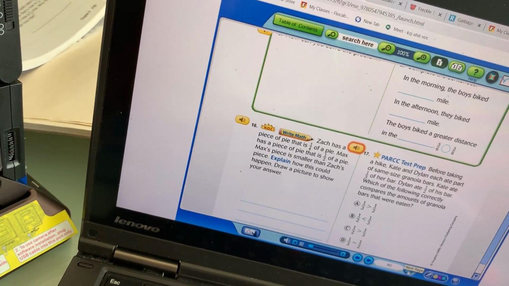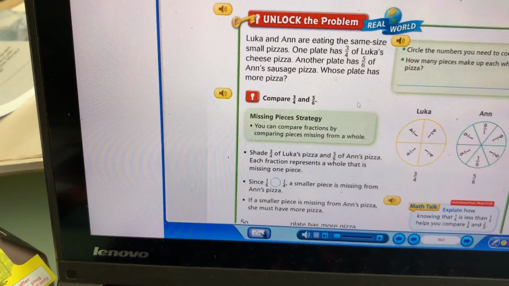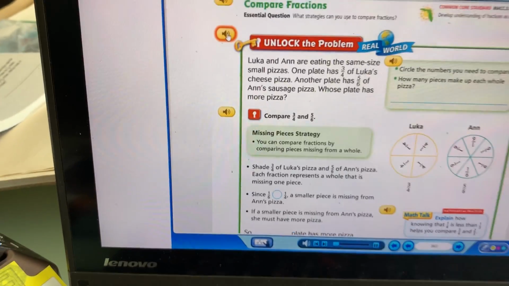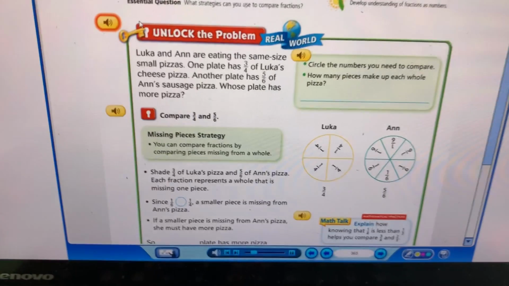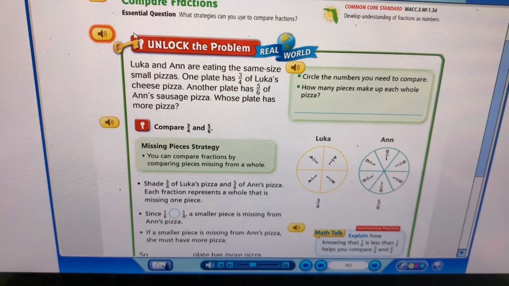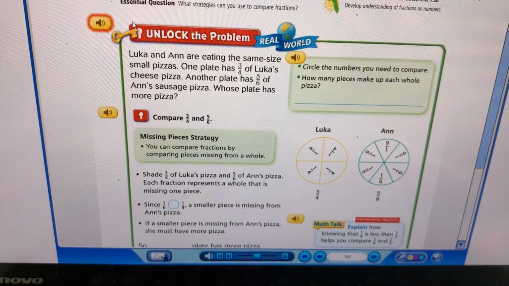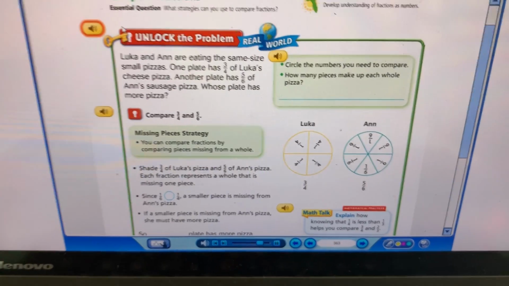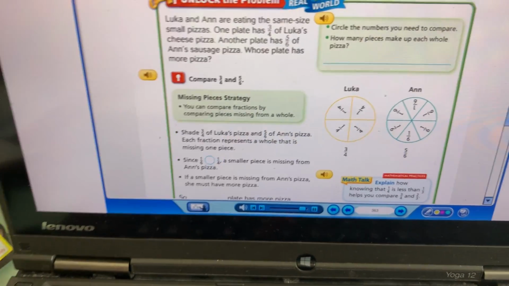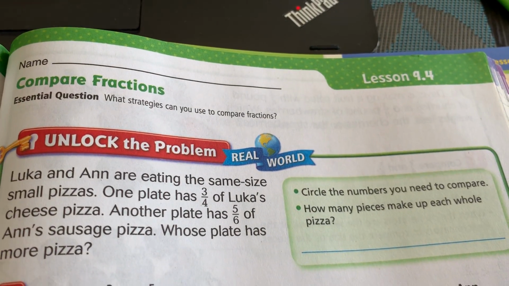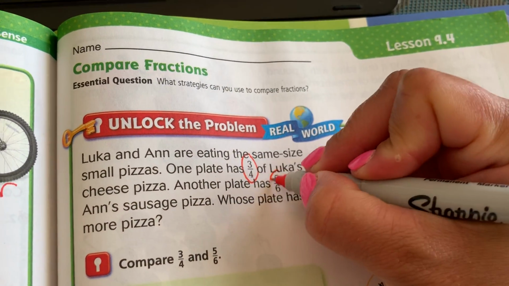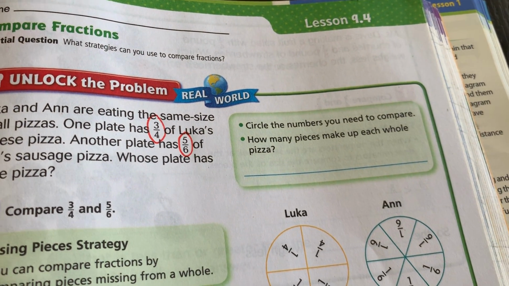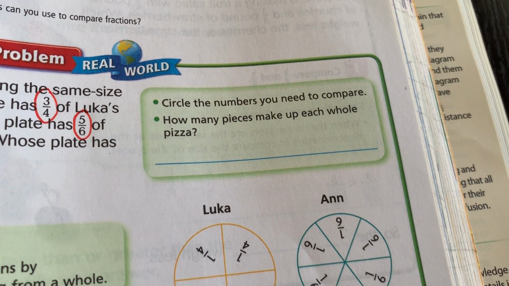All right, now let's start with lesson 9.4, which is on the next page, and we're just comparing fractions. Unlock the problem, real world. Luca and Anne were eating the same size small pizzas. One plate has 3/4 of Luca's cheese pizza. Another plate has 5/6 of Anne's sausage pizza. Whose plate has more pizza? Okay, so the first thing we're going to do is circle the numbers you need to compare. So it's 3/4 and 5/6.